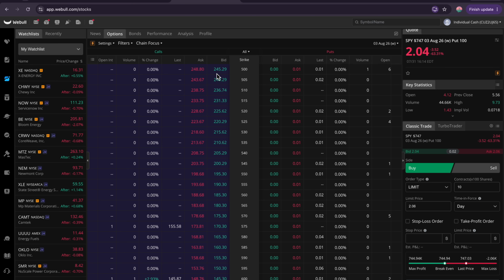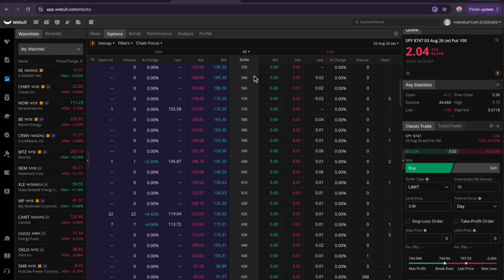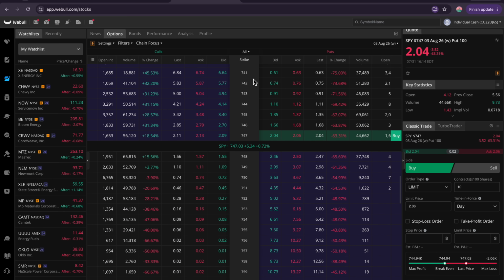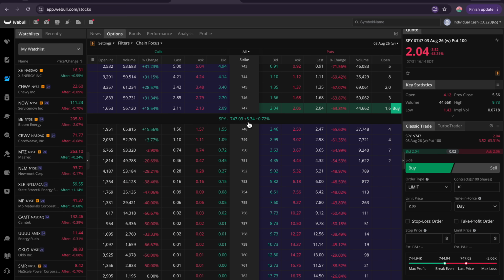So each contract is $245.29 multiplied by 100, which gives us a value of $24,529 for this contract, right? Now going back down to our current strike price, where we're at is 747. Everything below this contract is out of the money, right? And with out of the money, you're betting that the contract will go up in value over time. It will increase, right?